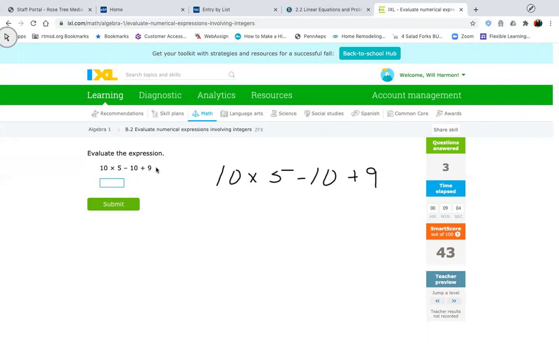Now, Julie, what operation am I doing first? I have multiplication, subtraction, and addition. Which one would I do first? Multiplication. And what is 5 times 10, Julie? 50. So I have 50 minus 10 plus 9. All right. Now, Julie, who should I pick on? Ellie.